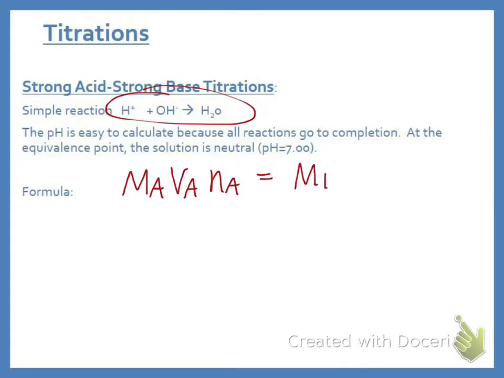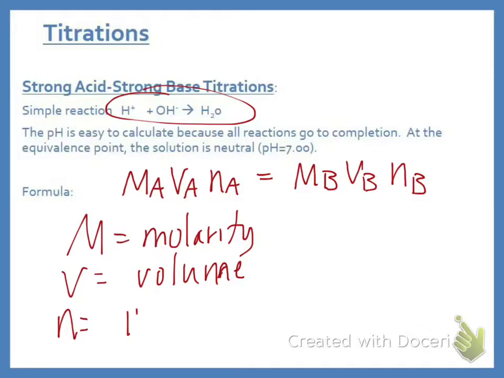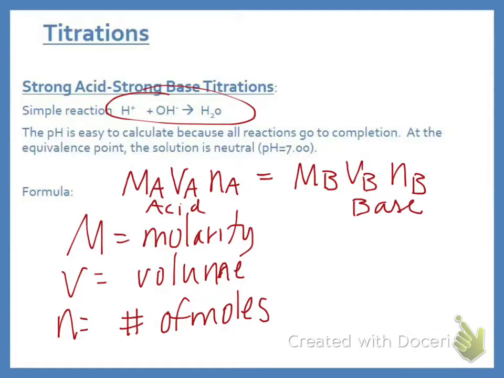is equal to MbVbNb, okay, where M is molarity, V is volume, and N is number of moles. Okay, but this time our number of moles is going to be a little different. The A and the B, of course, stands for acid and base, so this side is acid, this side is base.